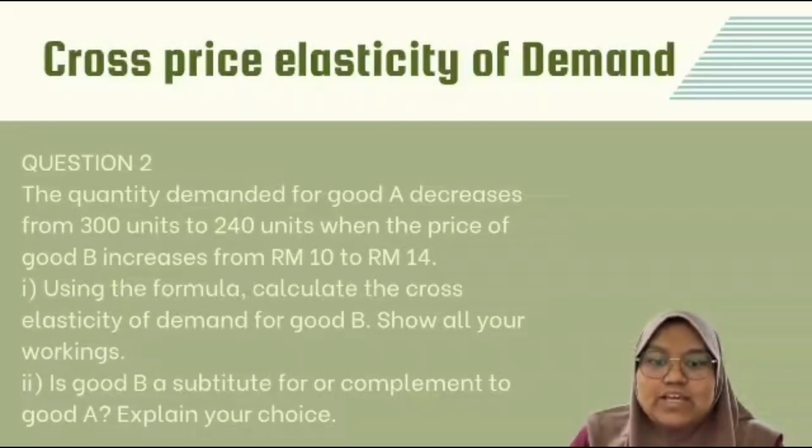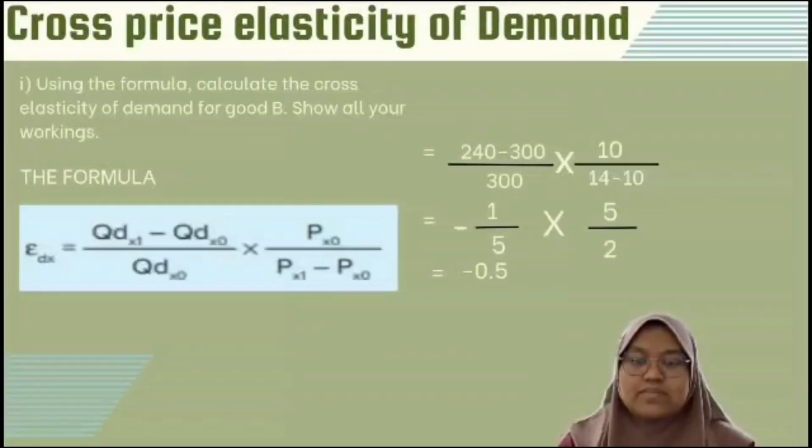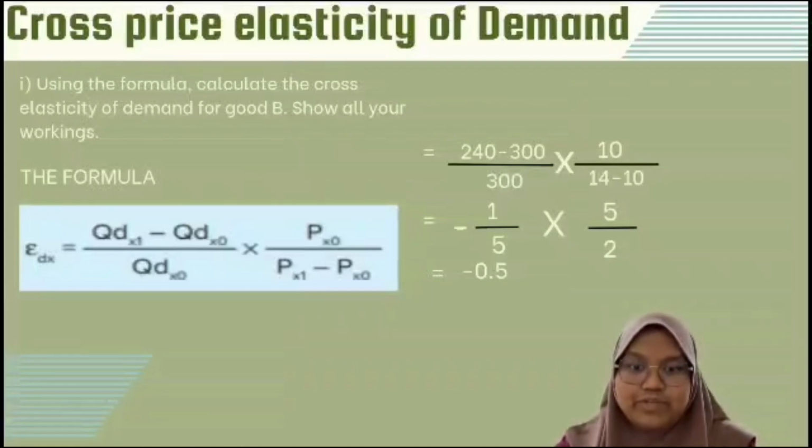First question, using the formula, calculate the cross elasticity of demand for good B. Show all your workings. Second, is good B a substitute for or complement to good A? Explain your choice. So next, the first question that we're going to answer is, using the formula, calculate the cross elasticity of demand for good B. Show all your workings.